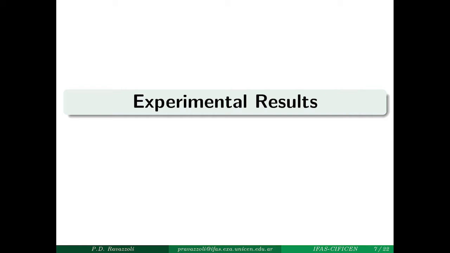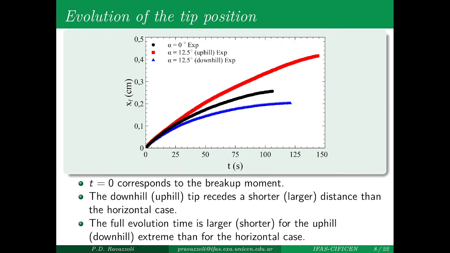Now we are going to see the difference between the retraction distances for the uphill and downhill extremes. In the figure, we can see the tip position for the horizontal case in black dots, and also the tip position for the uphill and downhill extremes in red and blue dots. In the horizontal case, both extremes of the filament recede in the same way.